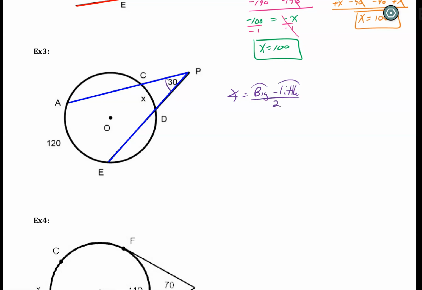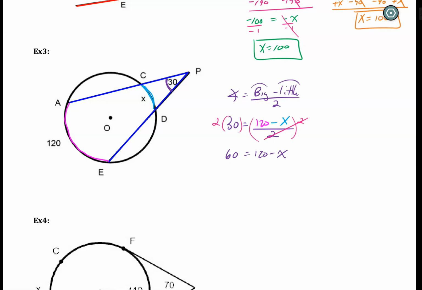We have our exterior angle, which is 30. Our big arc, which is the further away one, 120. We're subtracting the smaller arc, closer one, and we're going to divide that whole right side by 2. So once again, multiply both sides by 2. That's going to get me here as 60 is equal to 120 minus X.